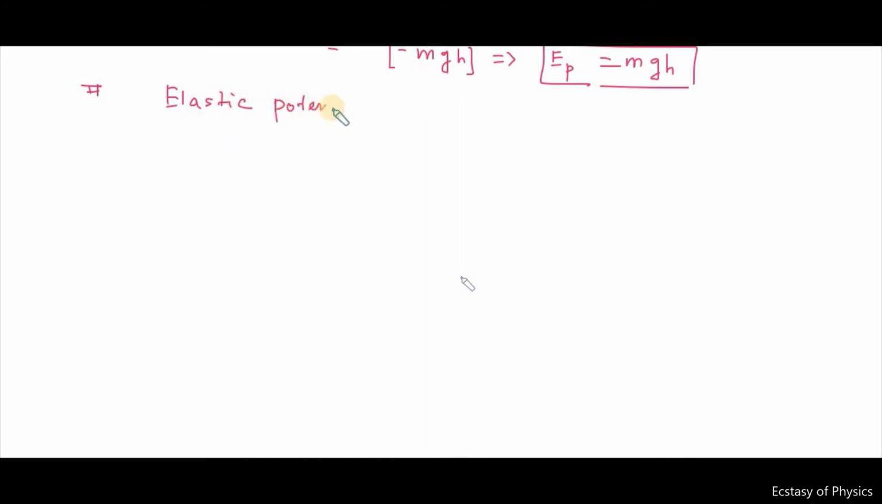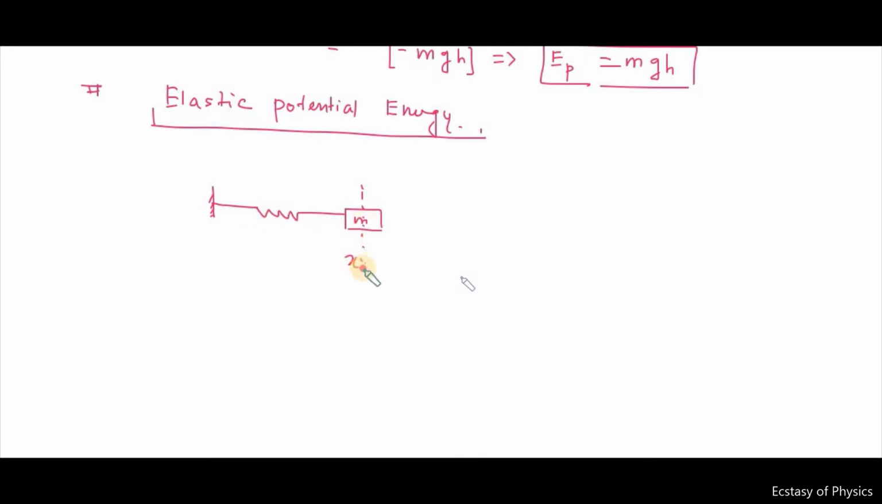Elastic potential energy. To define the elastic potential energy, we can consider an example. Let's say we have one spring to which a mass m is attached. Initially it is in equilibrium condition, which means there is no displacement of the spring. That means it can be considered as x equal to 0, which represents the equilibrium condition.